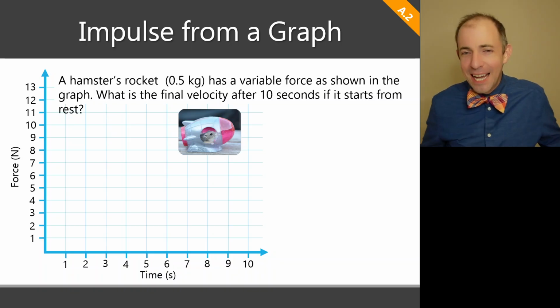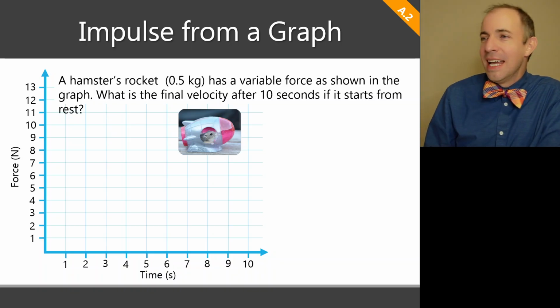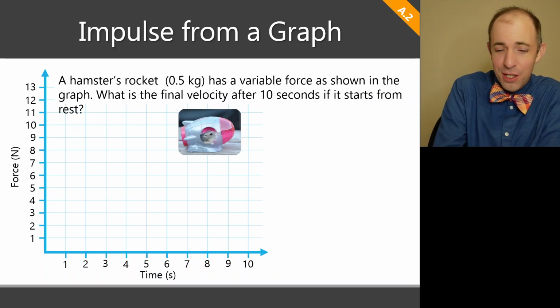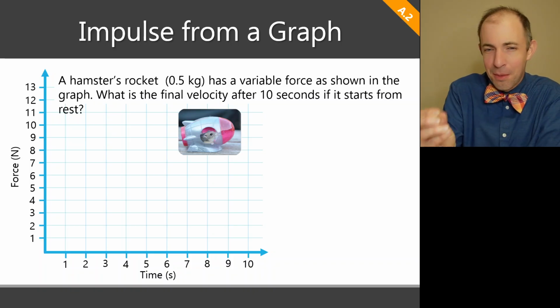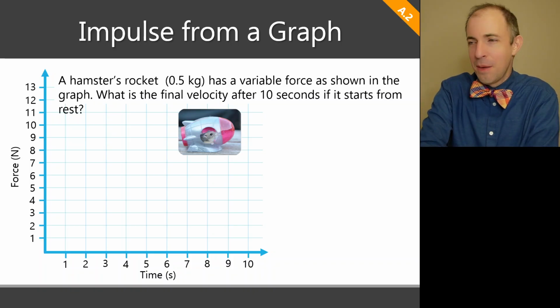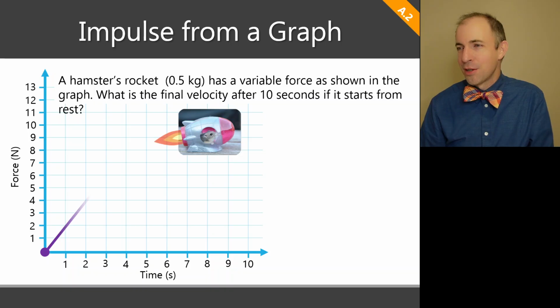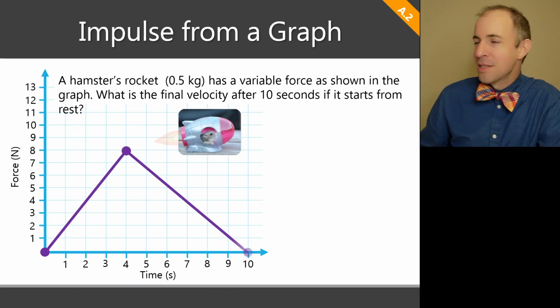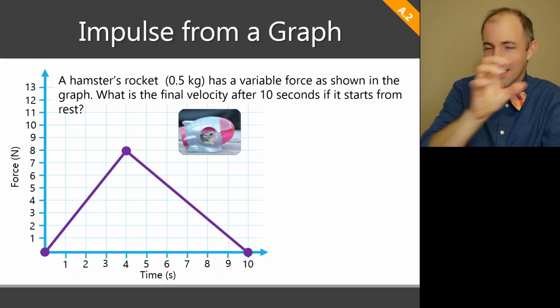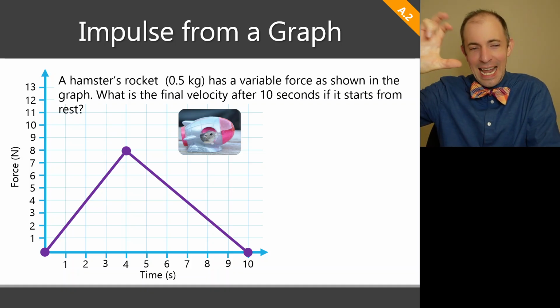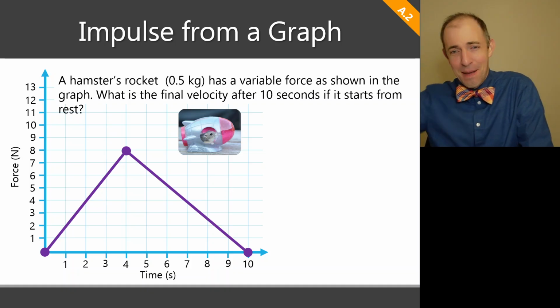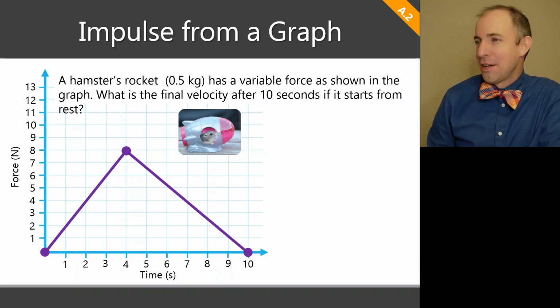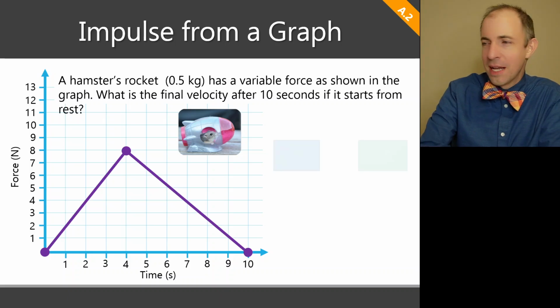All right, one final idea, and then we'll see one more problem, is we can connect this motion, this change in momentum, with that graphing concept that we saw earlier. Here I've got a hamster and a rocket. The hamster rocket system is 0.5 kilograms, and this variable force is acting. It starts small, then it hits 8 newtons, then it goes back down to 0. The final velocity after 10 seconds if it starts from rest.